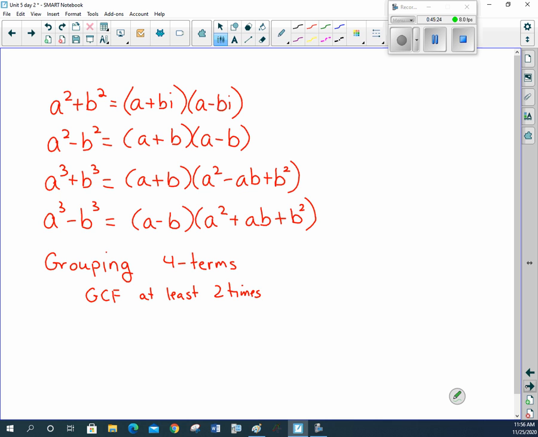The top 2 we already knew, but it's good to refresh them. These are the 3 new ones right here: sum of cubes, difference of cubes, and grouping. We only have one left, and that's factoring by synthetic division, and that's coming up in another lesson. Okay, we're done.